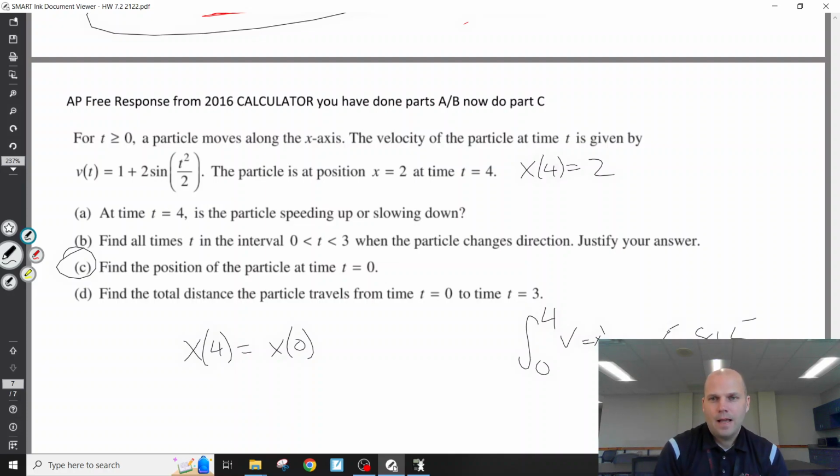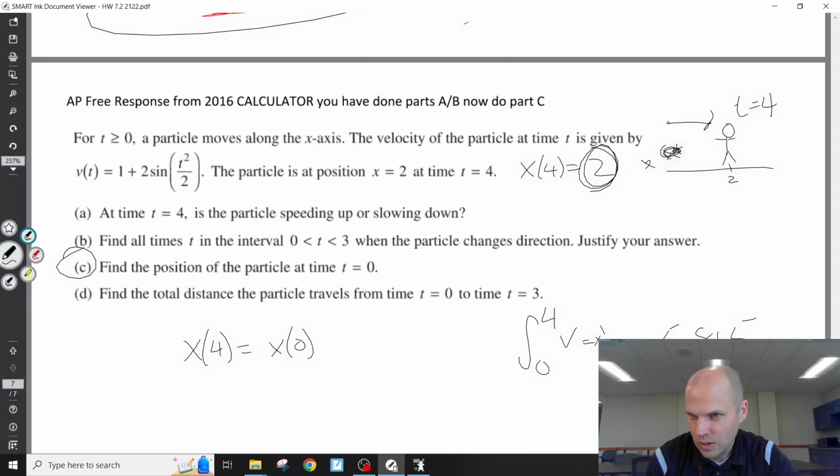So I ended at a position of 2. This is a position graph. This is not a time graph. This is a position graph. This is where I'm located. I ended at a position of 2 at a time of 4. I moved to the right to get there. Where did I come from? 2 minus 5.815.